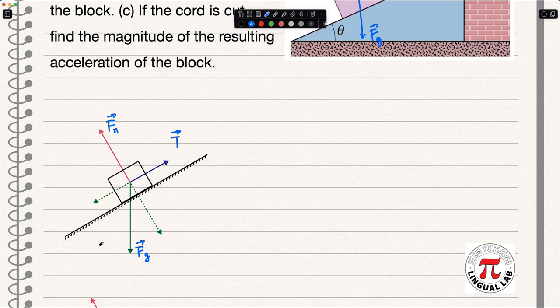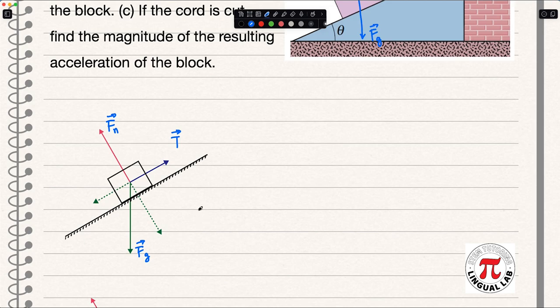Okay, let's continue. The block in this figure is at rest, with no acceleration. That means the net force of these 3 forces is 0. Let's try to solve the problem. A. Find the tension in the cord.